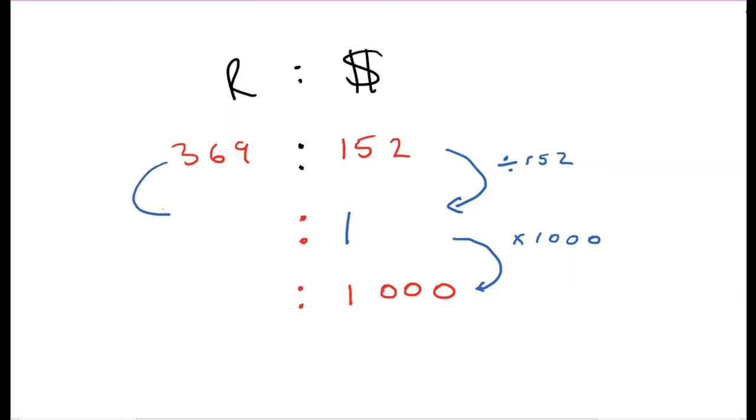So that's what I'm going to do here. I'm going to divide by 152. I don't care what that answer is. Then I'm going to multiply by 1,000. And then I'm going to get what my answer is. And who can tell me what it is? For $1,000, I will get 2,427 Rand and 63 cents.